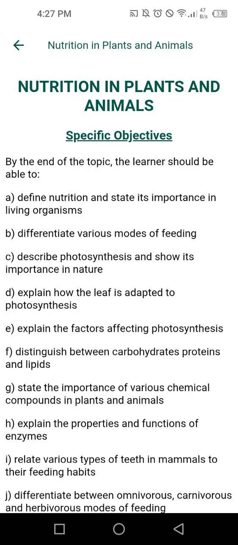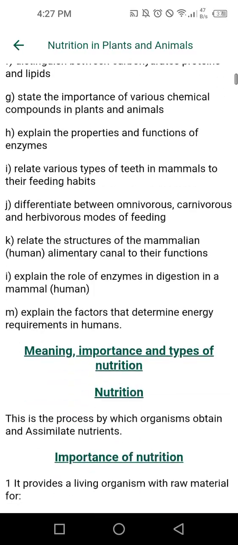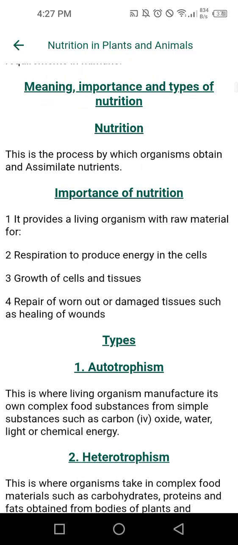Nutrition in plants and animals. Meaning, importance and types of nutrition. Nutrition: this is the process by which organisms obtain and assimilate nutrients.